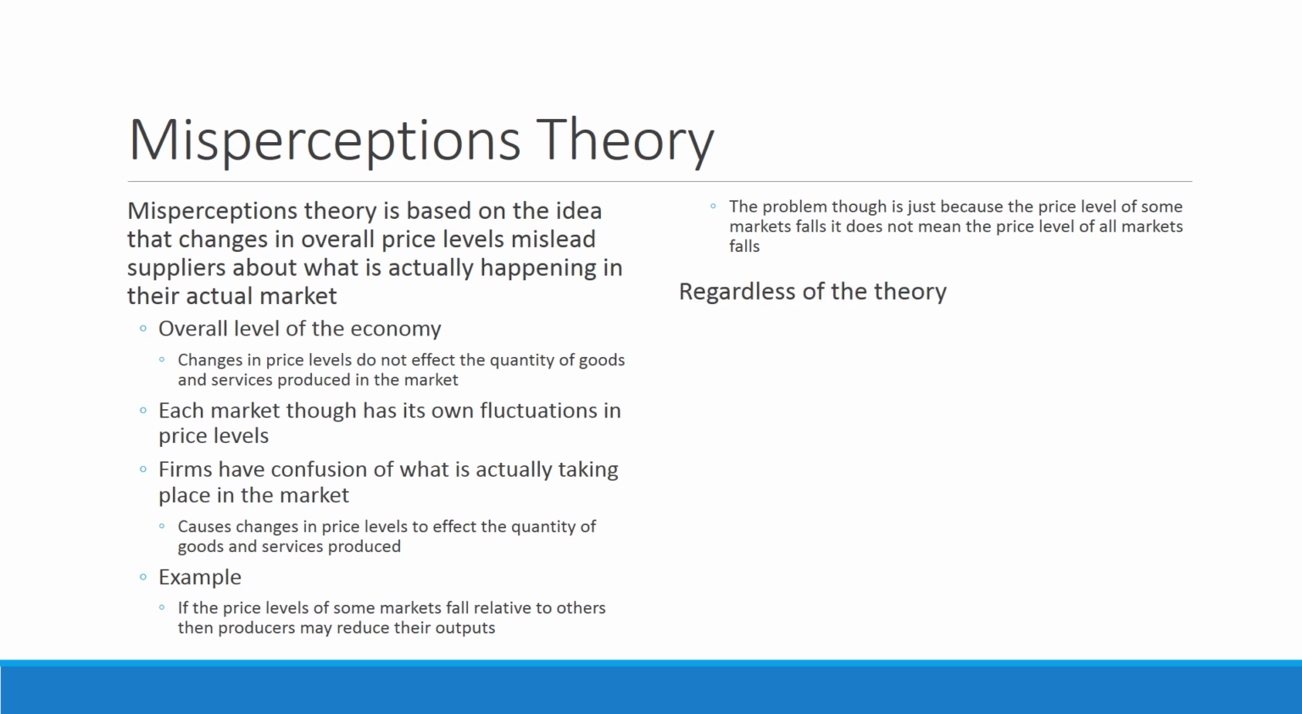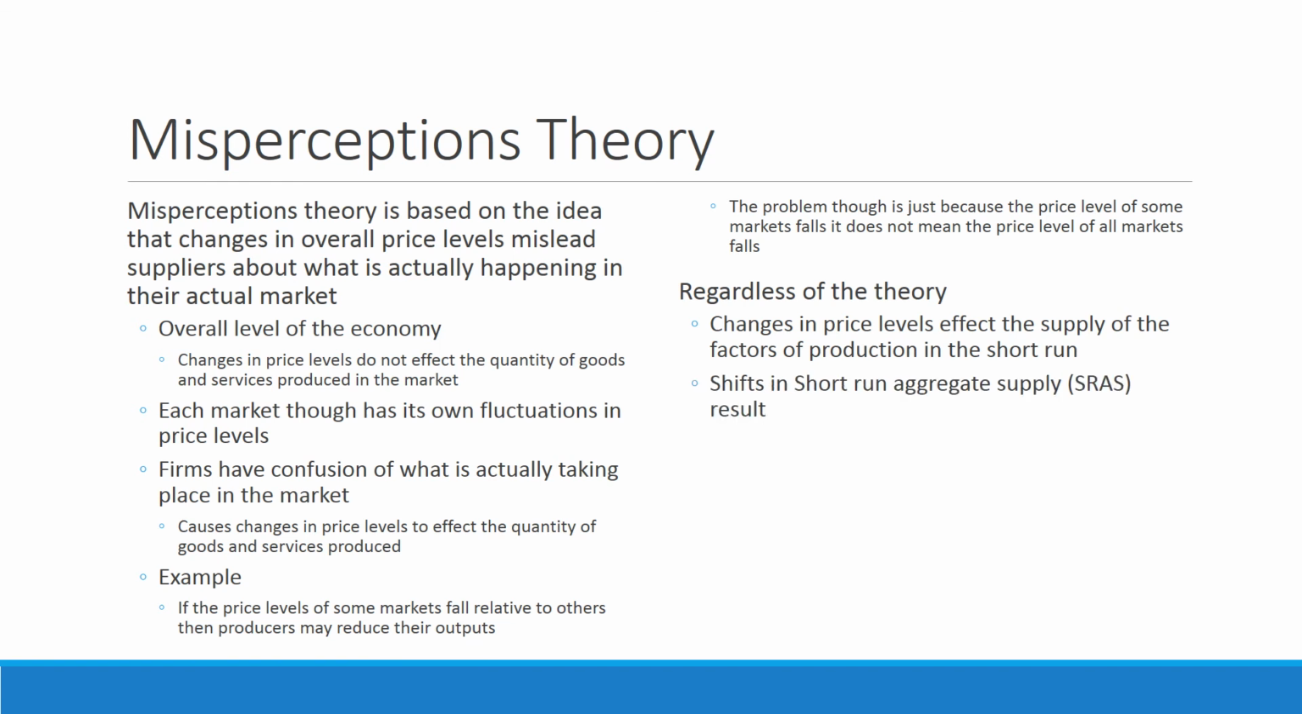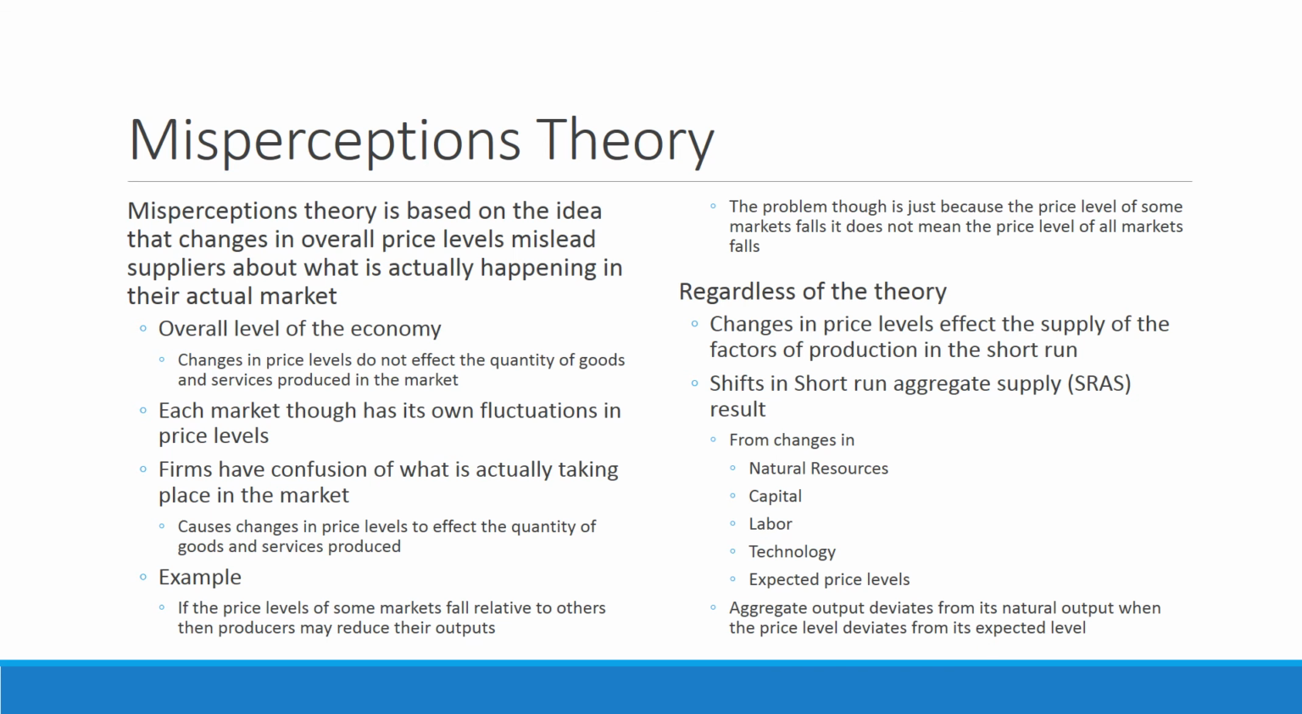So regardless of which of the three theories you look at, changes in price levels affect the supply of the factors of production in the short run. And we see why. Shifts in short run aggregate supply, what we call SRAS, result from changes in natural resources, capital, labor, technology, and expected price levels. In other words, when aggregate demand is changes in GDP, aggregate supply shifts because of changes in the factors of production.